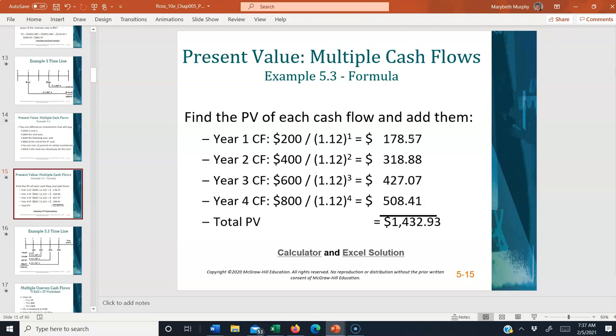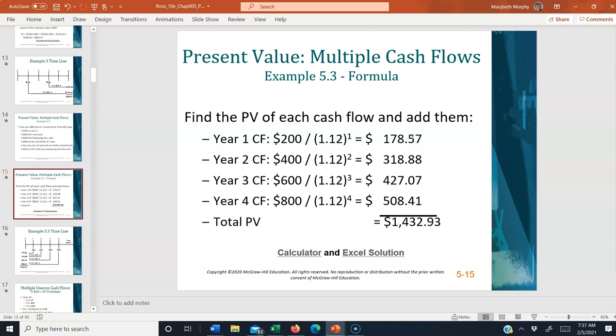Now, again, that reasonableness check. If you're going to receive $200 in a year, today it should be worth less, because we can deposit that $178.57, earn 12% interest on it for a year, and that would give us the $200. So in present value, the amount you calculate should be less than the amount you will be receiving in the future.